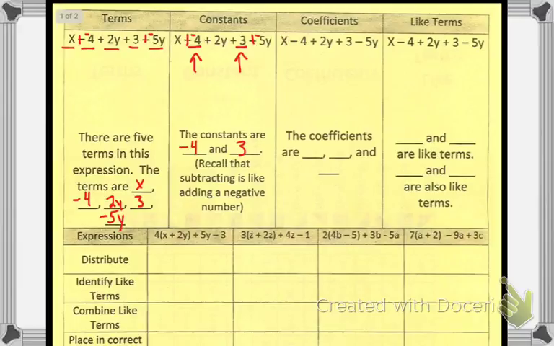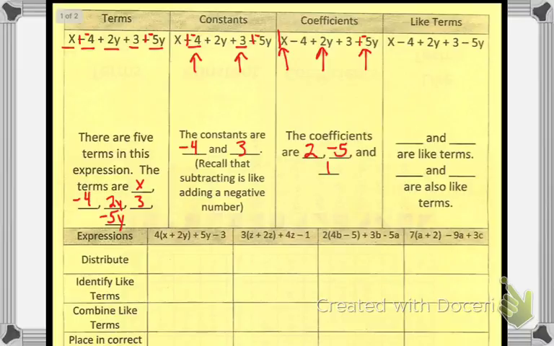Coefficients, if you will remember, coefficients are the numbers that are in front of the variable, meaning we subtract. So 2 would be a coefficient in front of the y, not 5, but -5 would be a coefficient in front of the y. And do you see the third coefficient? Remember, if we have a variable without a number in front of it, it's understood to be 1. So 1 would also be our coefficient.